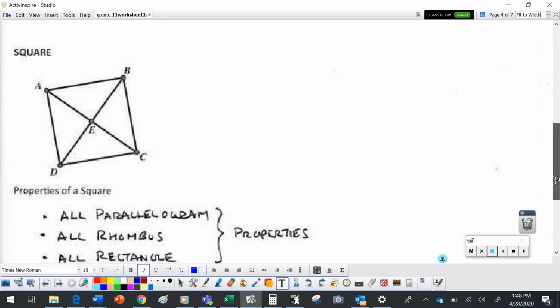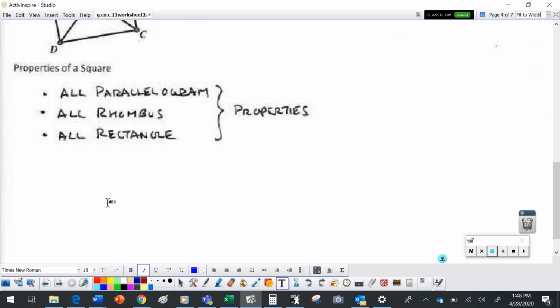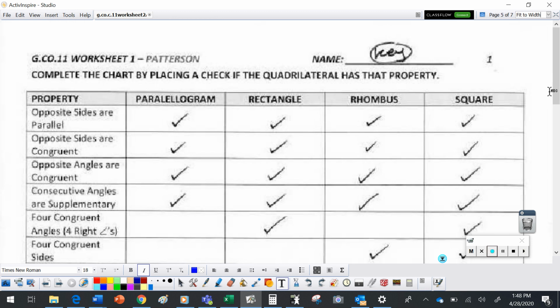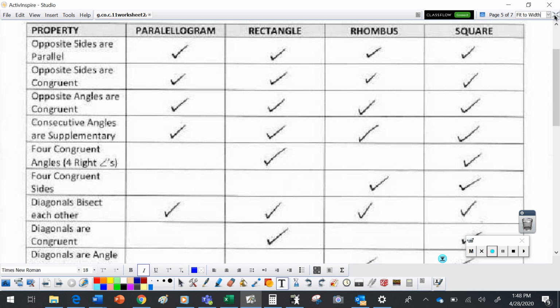So that means all of these properties listed up here, every single one of them that was true for a parallelogram, rectangle, and rhombus, all of those are going to be true for every single square. So here's a handy little chart that gives you all the properties for each one of those figures.